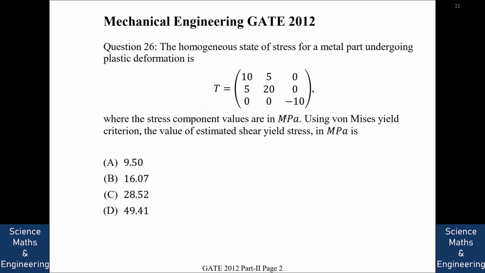Here we have 15 questions from 26 to 40. So let's start with question number 26. These are all 2 marks questions.